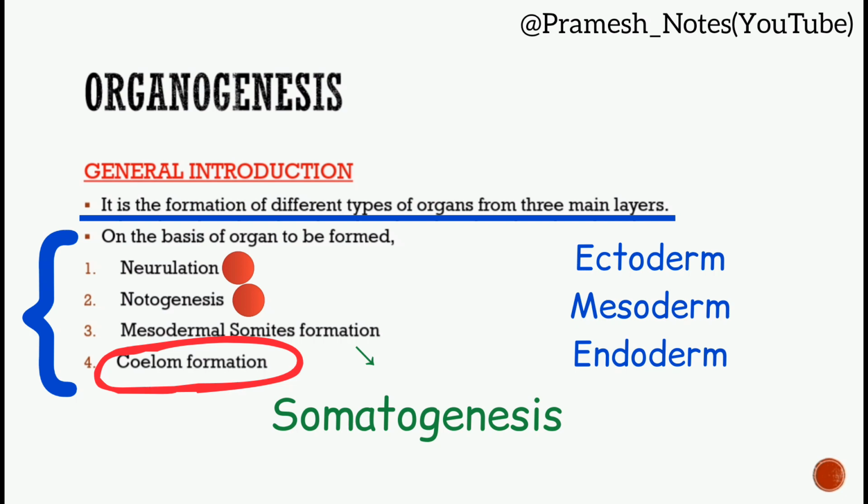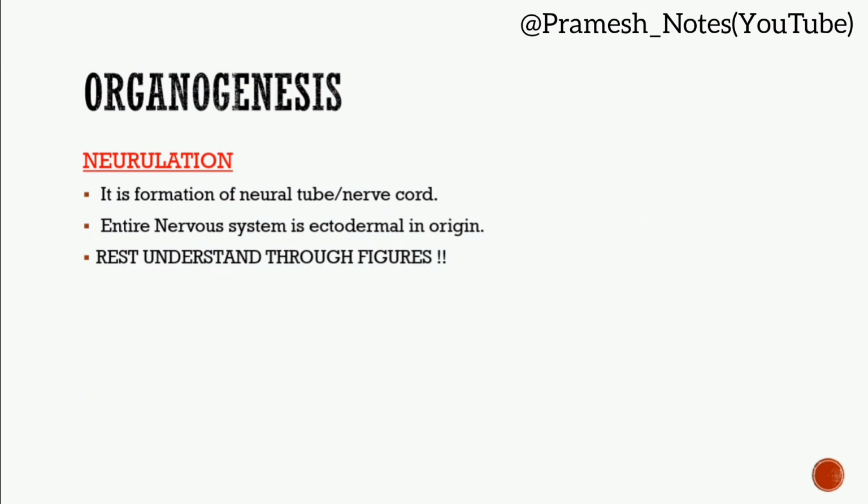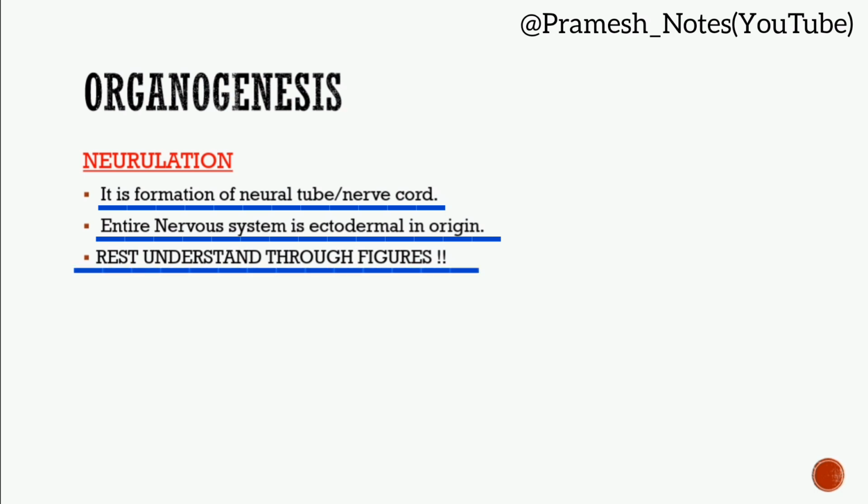So, why wait, right? Let's go directly to the first step, neurulation. The process of neurulation is simply the formation of the neural tube or nerve cord. The entire nervous system is possible only through neurulation, and everything regarding the system is ectodermal in origin. Now let's learn the rest of the details through the figures.